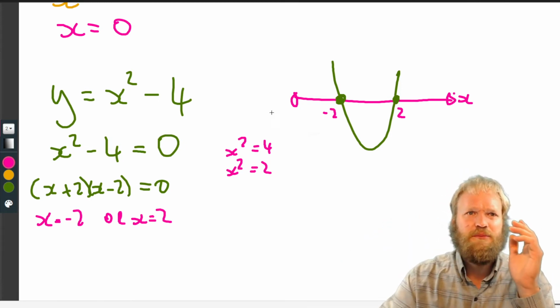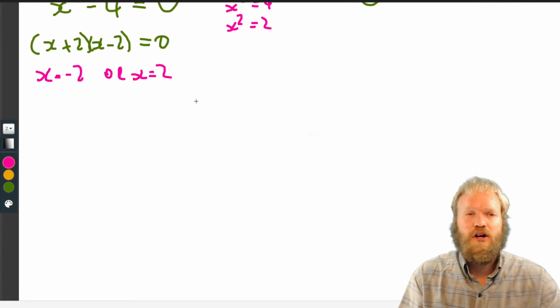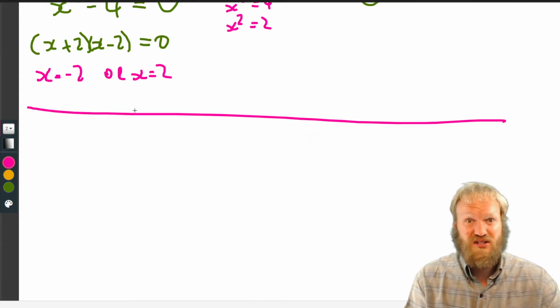So whenever you're given something, we're going to solve equations. So if we have, and we're going to draw a parabola. So if we had something like, let's go for one last example here. One last, does that sound good?